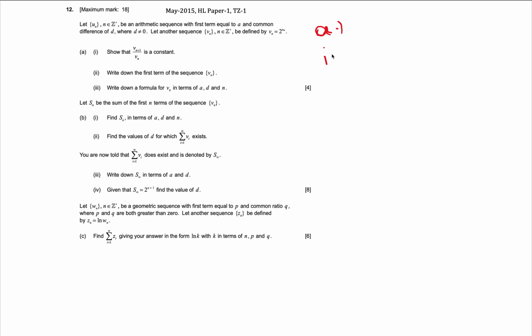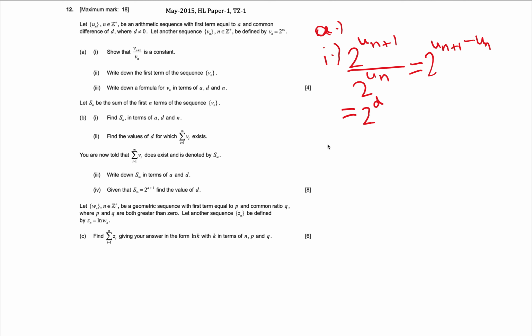Okay, so part a. vn plus 1 will be equal to 2 raised to the power un plus 1, and vn is just 2 to the power of un. So we can rewrite this as 2 to the power of un plus 1 minus un. And from here we know that un is an arithmetic sequence, and basically we are just subtracting two consecutive terms of this arithmetic sequence. So this simplifies to 2 raised to the power of d, where d is the common difference, and hence this is a constant because both 2 and d are constants.